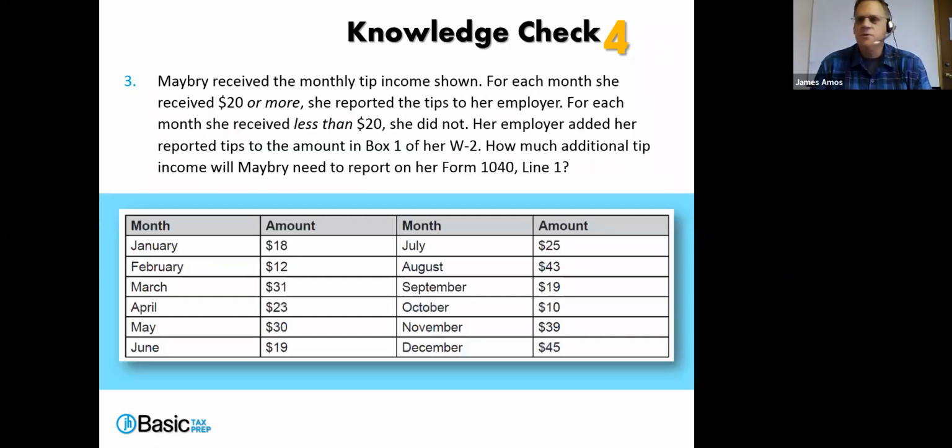Okay. So here's one of those situations where we're going to try to figure one of these out together. Mabry received the monthly tip income that's shown. For each month she received $20 or more, she reported those tips. For each month she received less than $20, she did not report those tips. Her employer added her reported tips to the amounts in box 1 of her W-2. How much additional tip income will Mabry need to report?